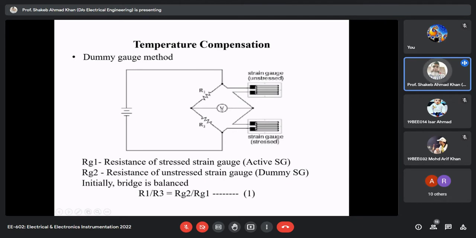So this is what is called temperature compensation, and you can see that the Wheatstone bridge is capable of doing this if we are using it in a particular way. So if anybody is having any question regarding the temperature compensation dummy gauge method, the method I had explained here right now, you can ask, please.